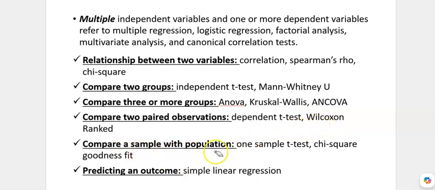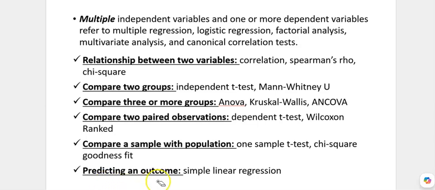And then comparing a sample with the population. So when you want to see that your sample is close to the population, you can use the one-sample t-test and or chi-square goodness of fit. So these show that your data from the sample is close to the population, because our objective is to guess the result of the population with our sample. So our sample should be proper to proceed with the inferential statistics. So in that case you can do that.